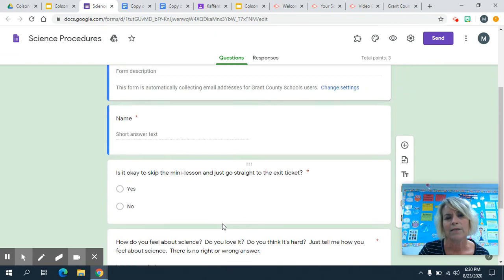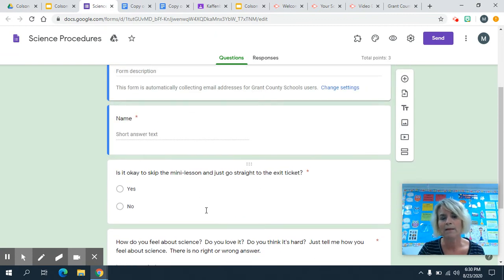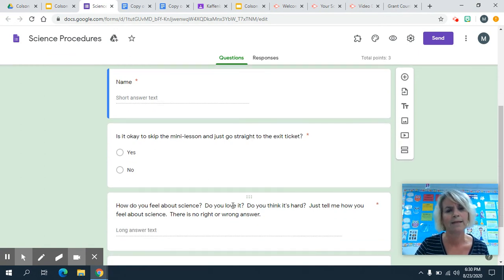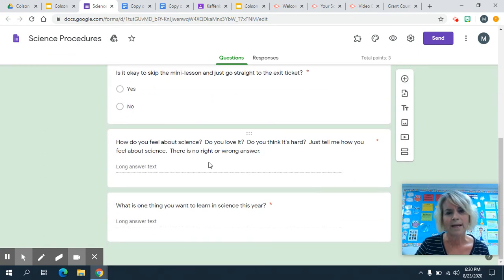At the end of our lesson, I'm going to ask you to answer a couple questions here on the exit ticket. The first one is, is it okay to skip the mini lesson and go straight to the exit ticket? Think about that for a few minutes. And then how do you feel about science? Do you love it? Do you think it's hard? Just want you to tell me what you feel about science. And keep in mind, there's no right or wrong answer because this is how you feel. And then so I can get some ideas of things you're wanting to learn about this year. What is one thing you might want to learn in science this year? And we'll do that at the end of our lesson today. So just wanted to show you where that was and how to get there.